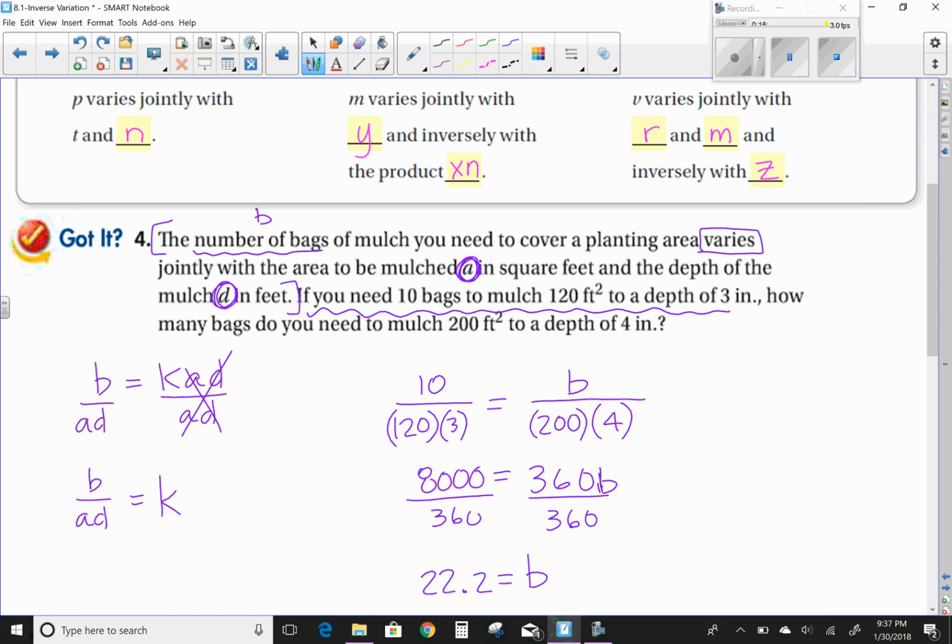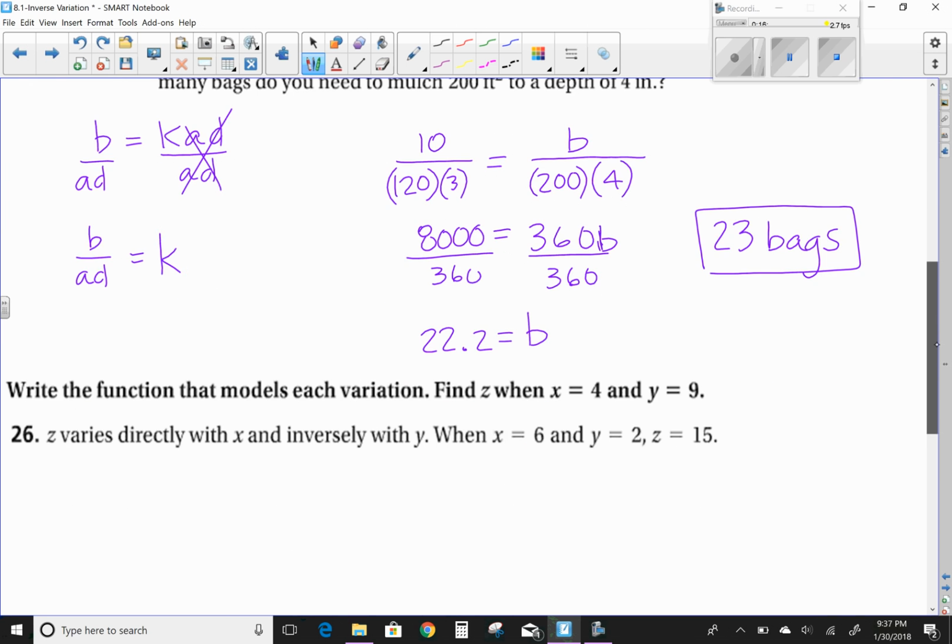Okay, it's a word problem. You got to figure out what makes sense to answer the question. The question says, how many bags do you need? Can you buy 22.2 bags? You cannot. Will 22 bags cut it? No, it won't, because you will not have filled up the whole thing. So the answer to the question is 23 bags. Okay, so that's the word problem.